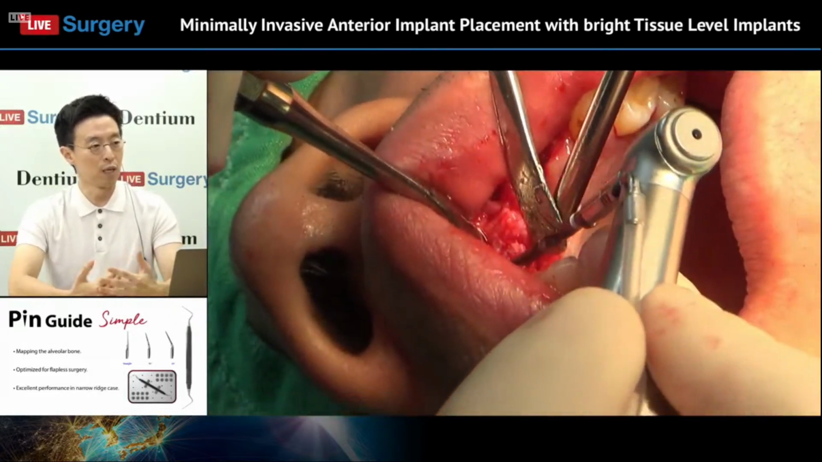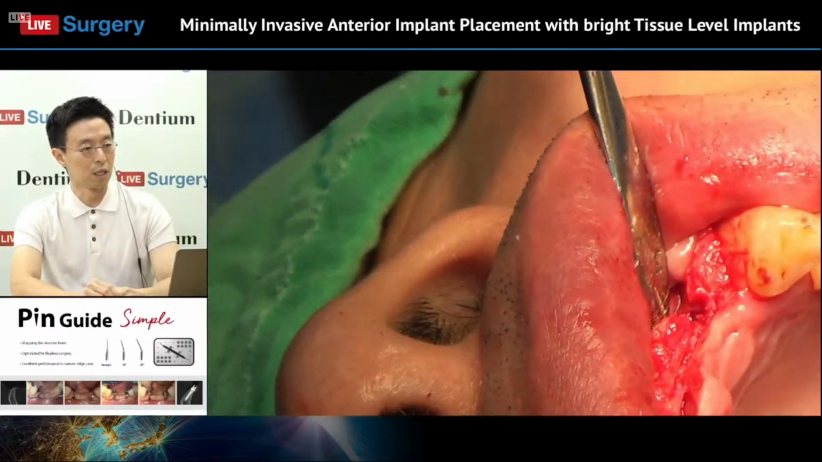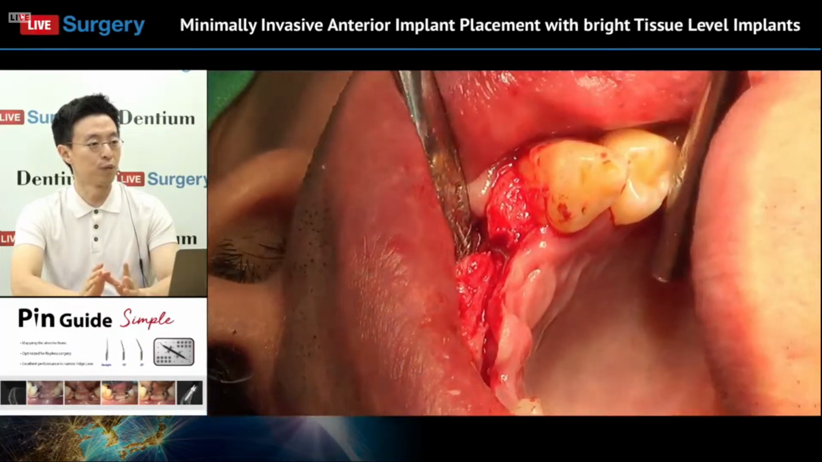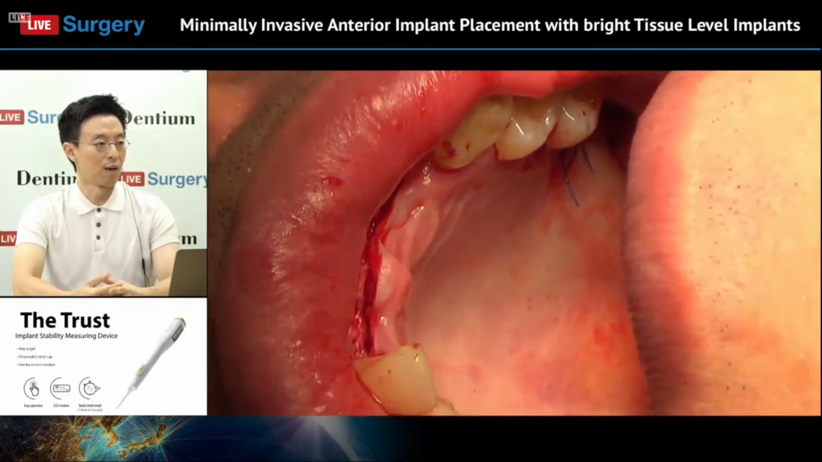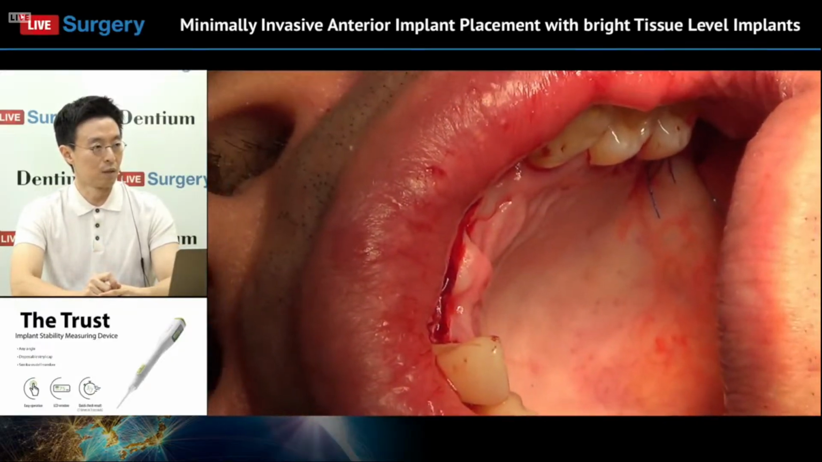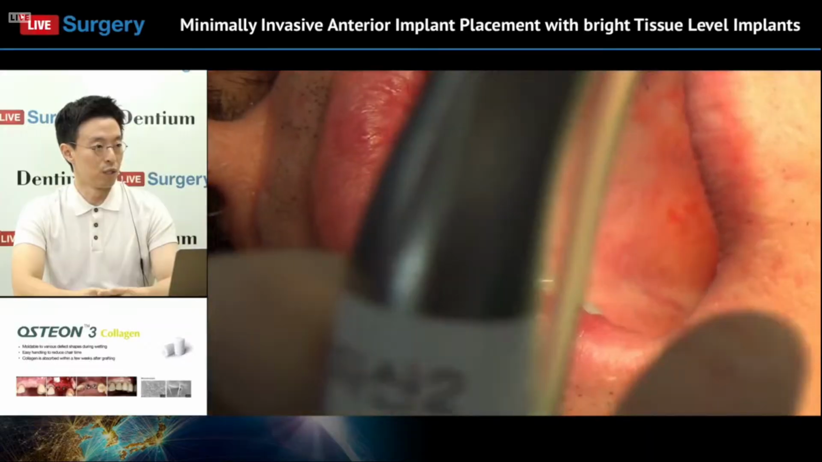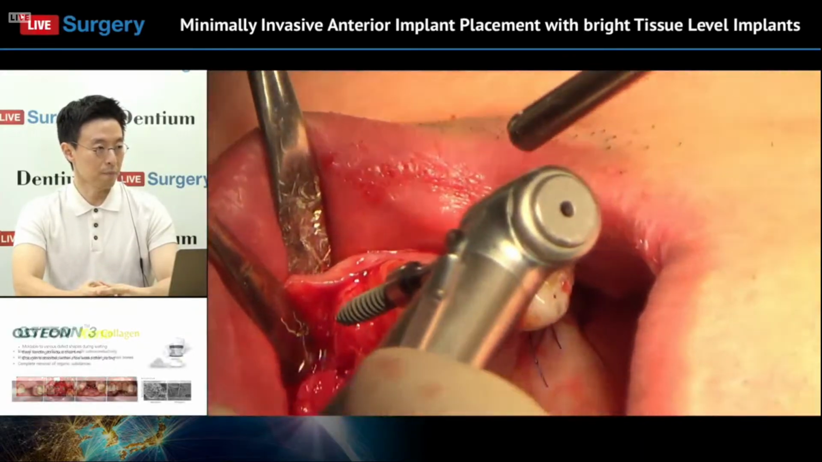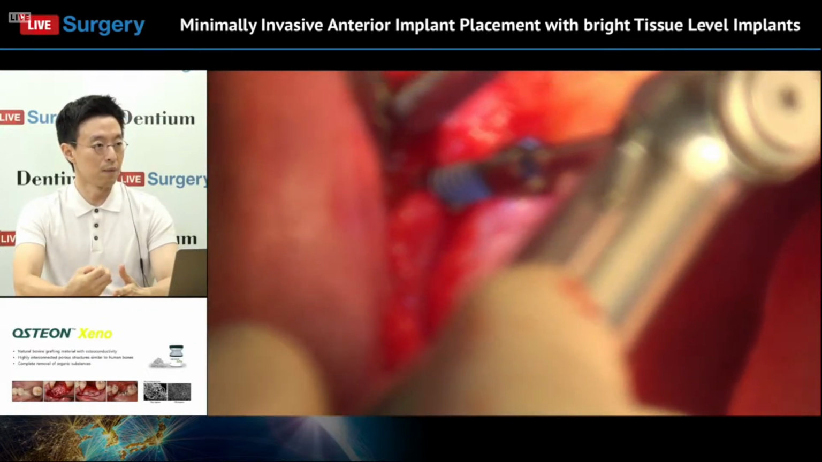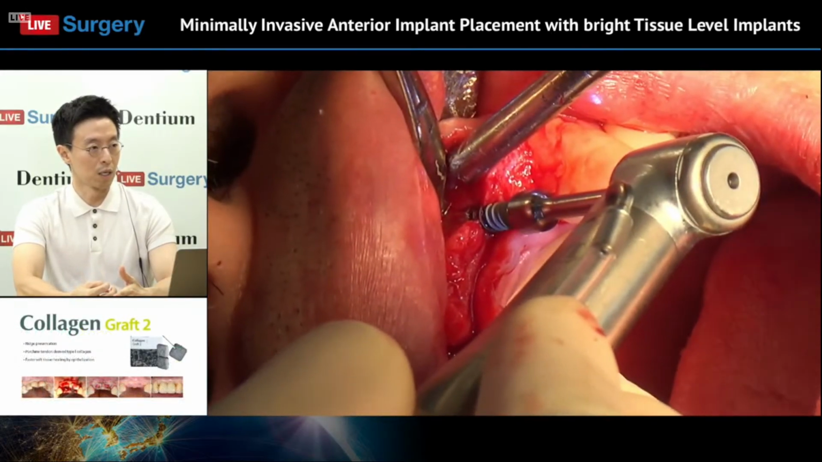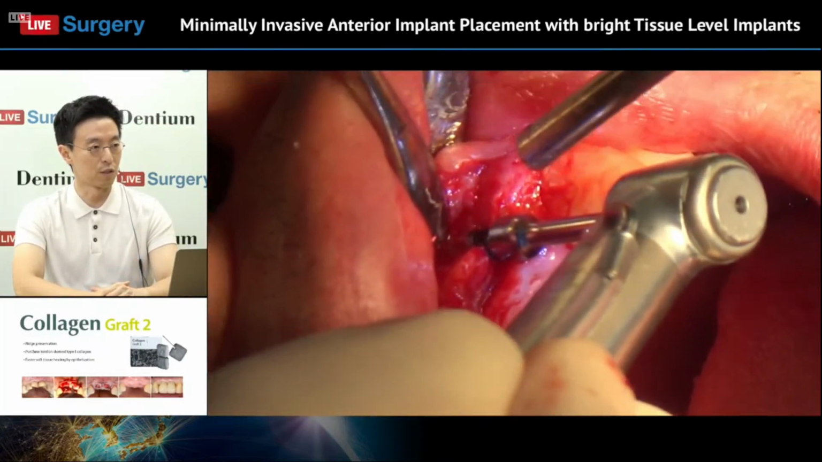So when we use 3 millimeter diameter fixture, we have only two chances of implant drilling. And when we use 2.5 millimeter fixture, we have only single chance of implant drilling. So we should be cautious of accurate implant drilling when we use a 2 millimeter or 2.5 millimeter or 3 millimeter diameter tissue level implant fixture.